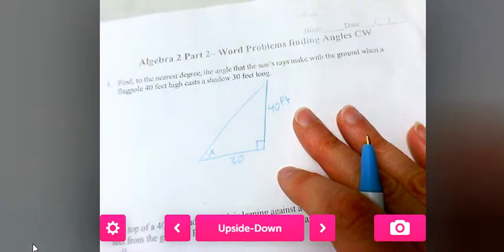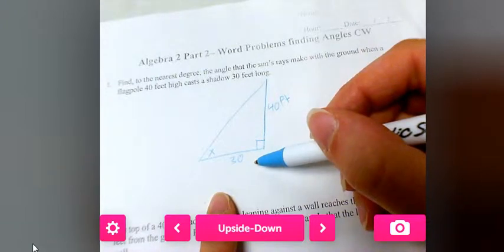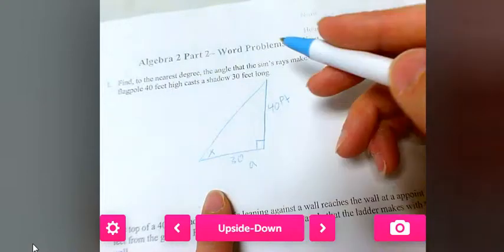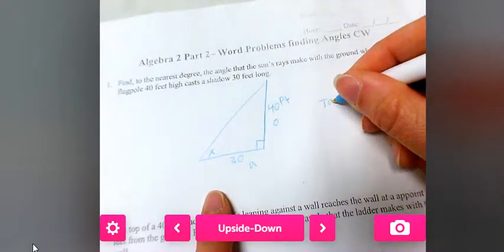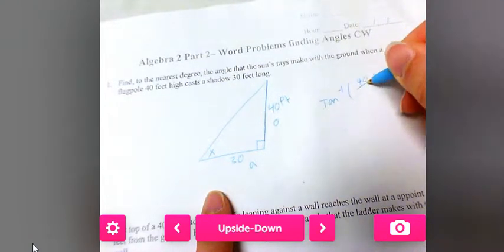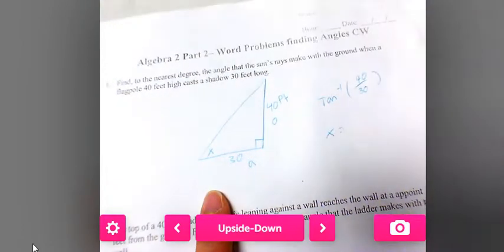Now remember, what is 30? Is 30 my opposite, adjacent, or hypotenuse? That's adjacent, because it's right next to it. So across from it is the opposite. So we want to use the inverse tangent of opposite 40 over adjacent 30. And this is really nice because all I need to do is plug that into my calculator.